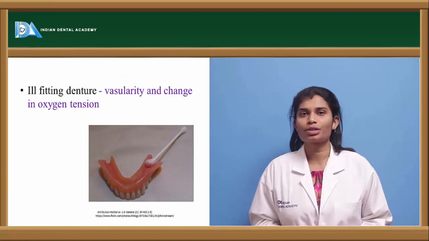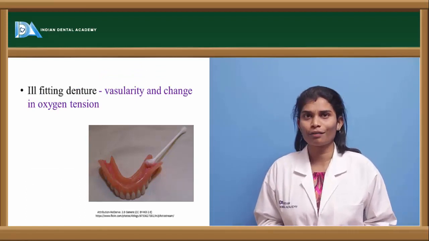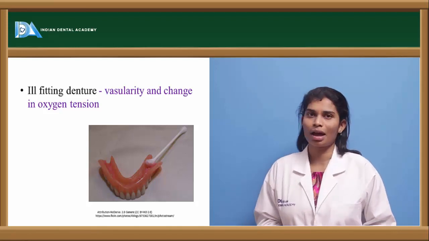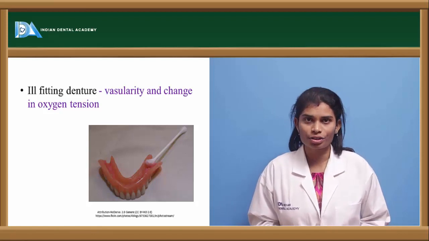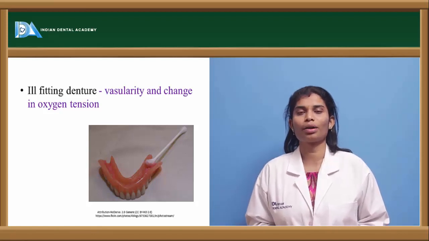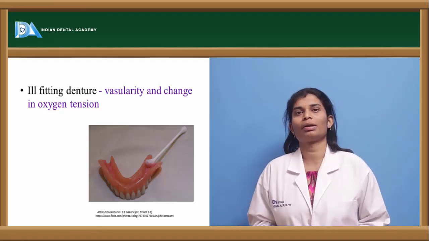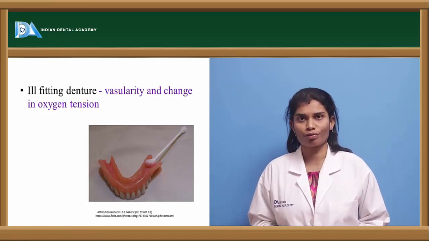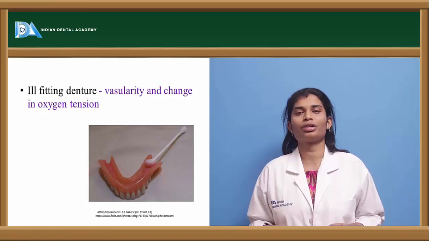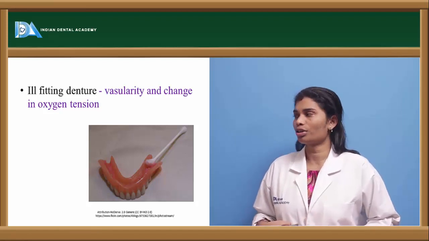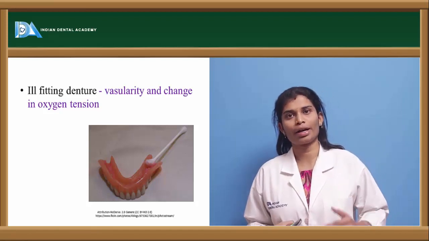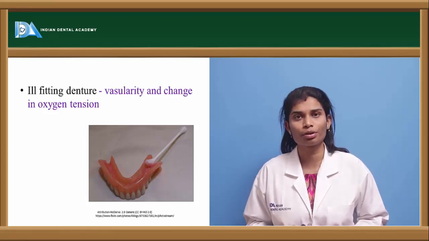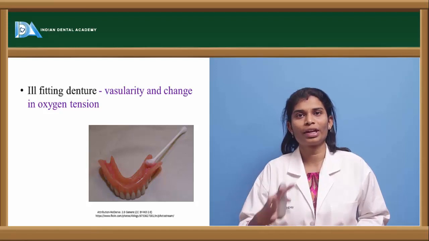An ill-fitting denture is one important local factor which leads to more residual ridge resorption. How does this happen? When there is an ill-fitting denture, the denture doesn't sit evenly on the denture base. So there will be improper distribution of loads. When there is improper distribution of loads, in a few areas pressure will be more, leading to occlusion of the blood vessels. Vascularity will be reduced, due to which there will be reduced oxygen tension and oxygen distribution to the tissues, leading to increased resorption.